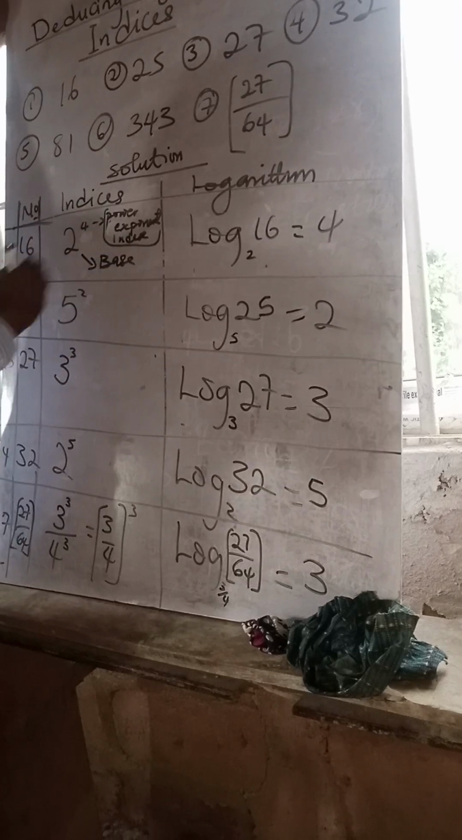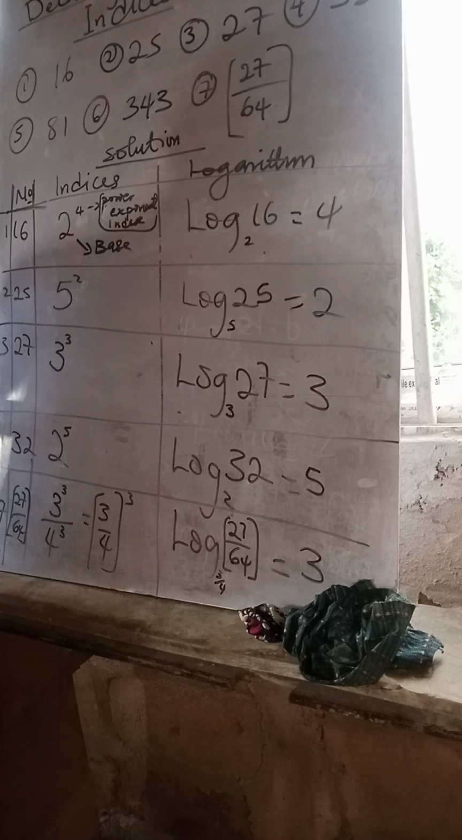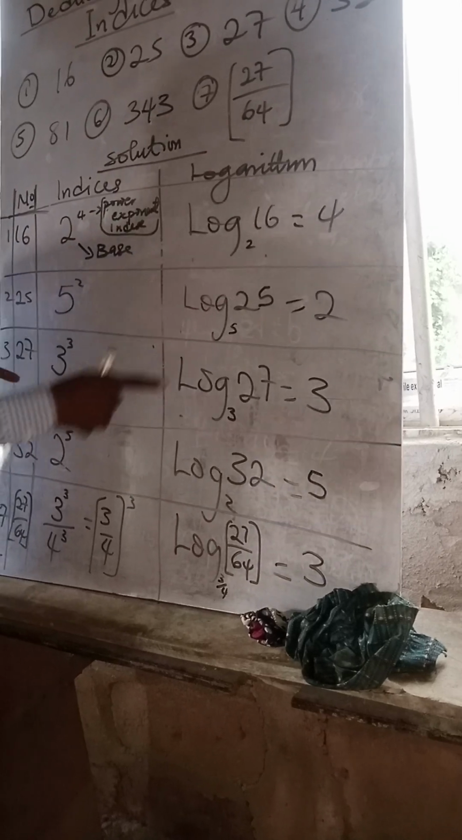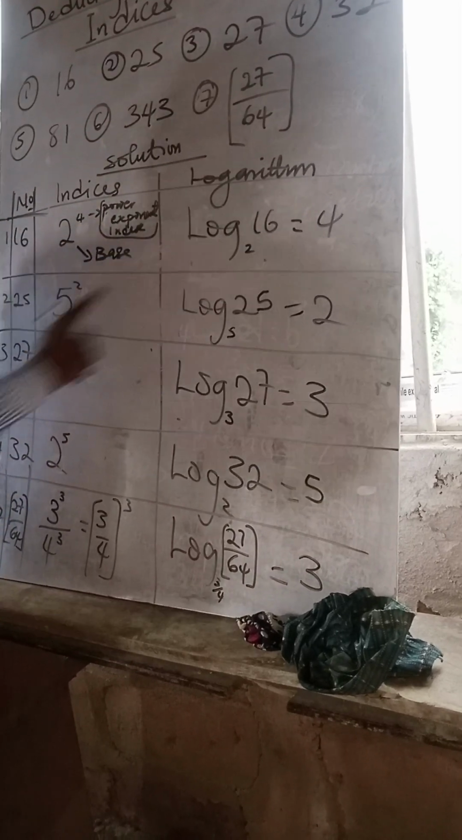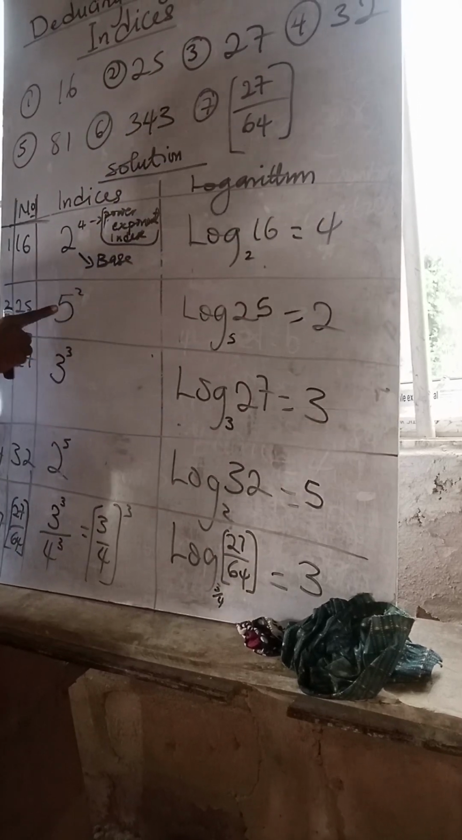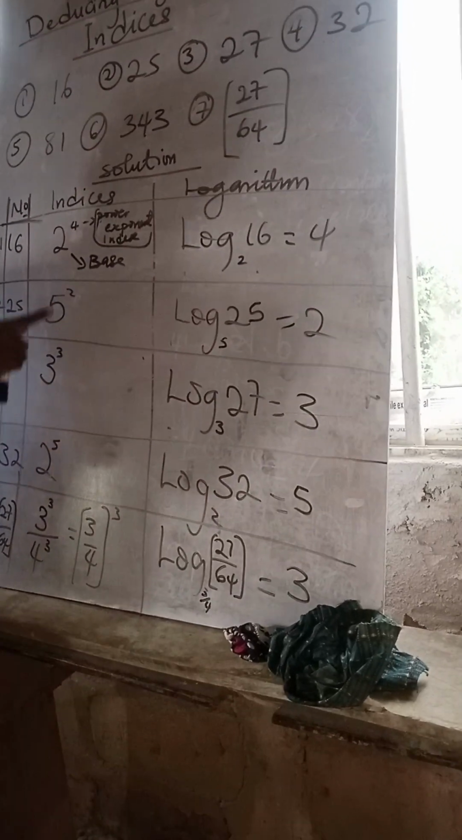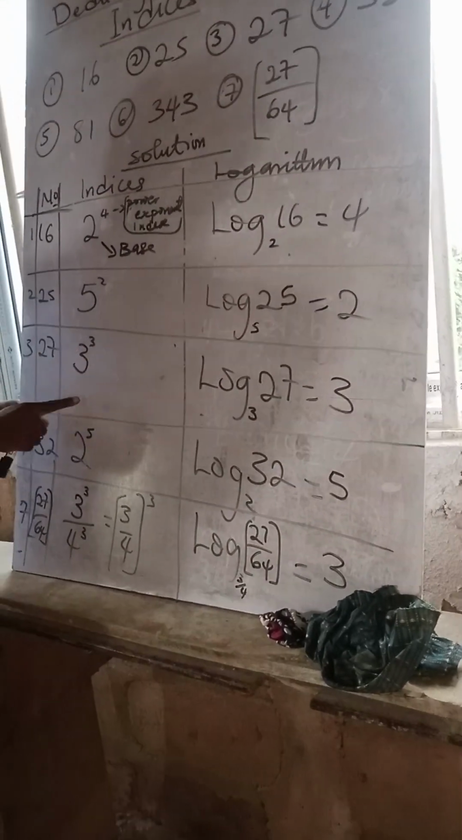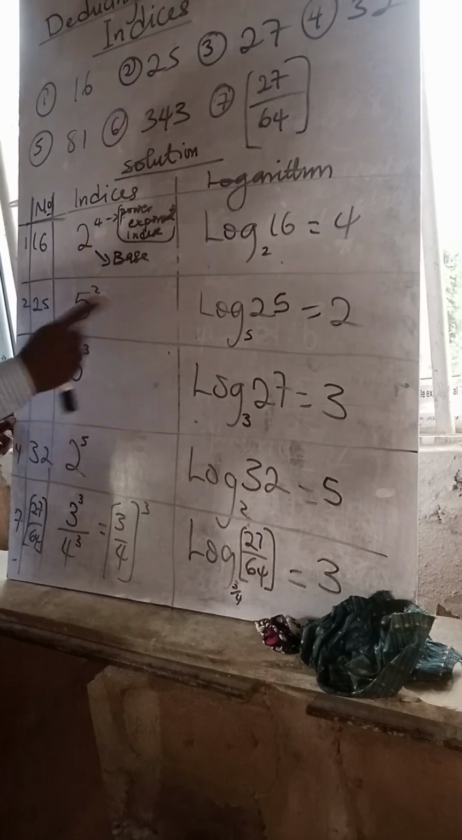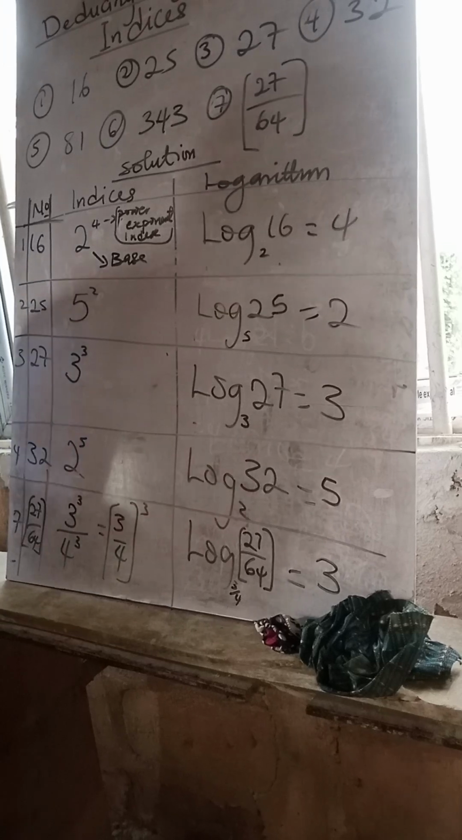So you see how we are trying to use indices. We are deducing logarithm from indices. From indices we get logarithm. So you already know that your power becomes your answer. 2 raised to power 4 is 4 in logarithm. 5 raised to the power of 2 in logarithm is 2. 3 raised to the power of 3, which is 27, is 3. So our power is always our answer in logarithm, and I've been able to prove to us how we got these values.